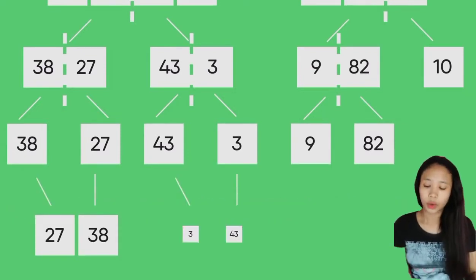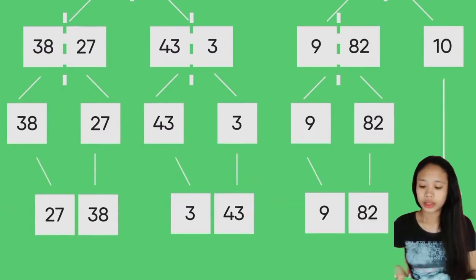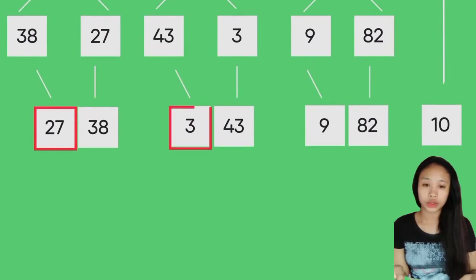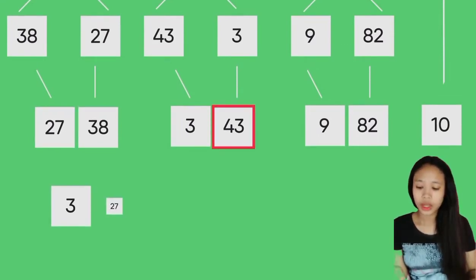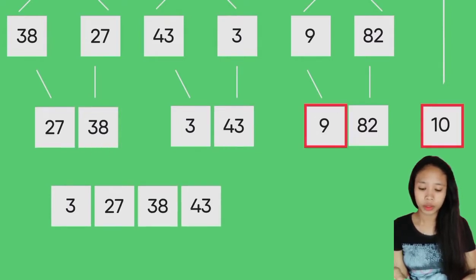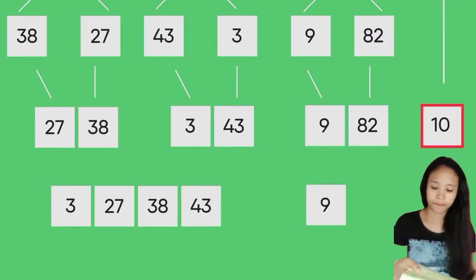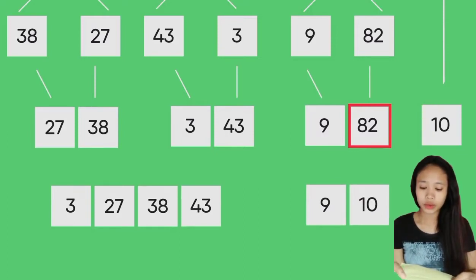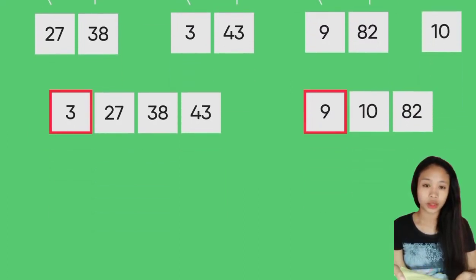Radix sort. What is radix sort? This algorithm is only used to sort numbers. It sorts the numbers from the least significant digit to the most significant digit. We use counting sort as a subroutine to sort.